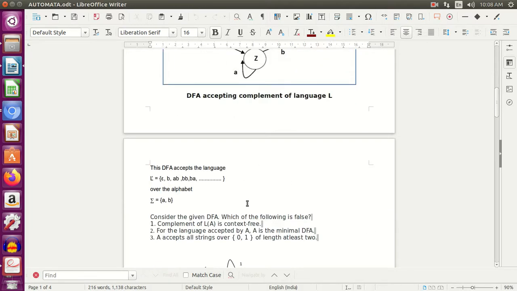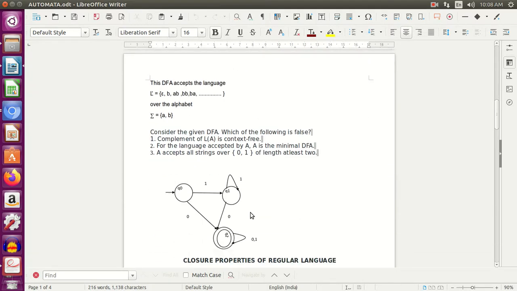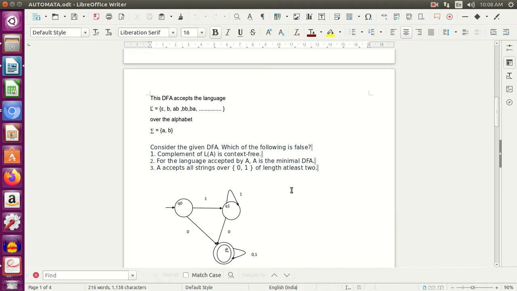So this was one thing I wanted to discuss, and this is a small, very easy question for you all. Consider the given DFA. Which of the following is false? Three options are given. Complement of LA is context free. For the language accepted by A, is the minimal DFA. And A accepts all the strings over 0, 1 of length at least 2.